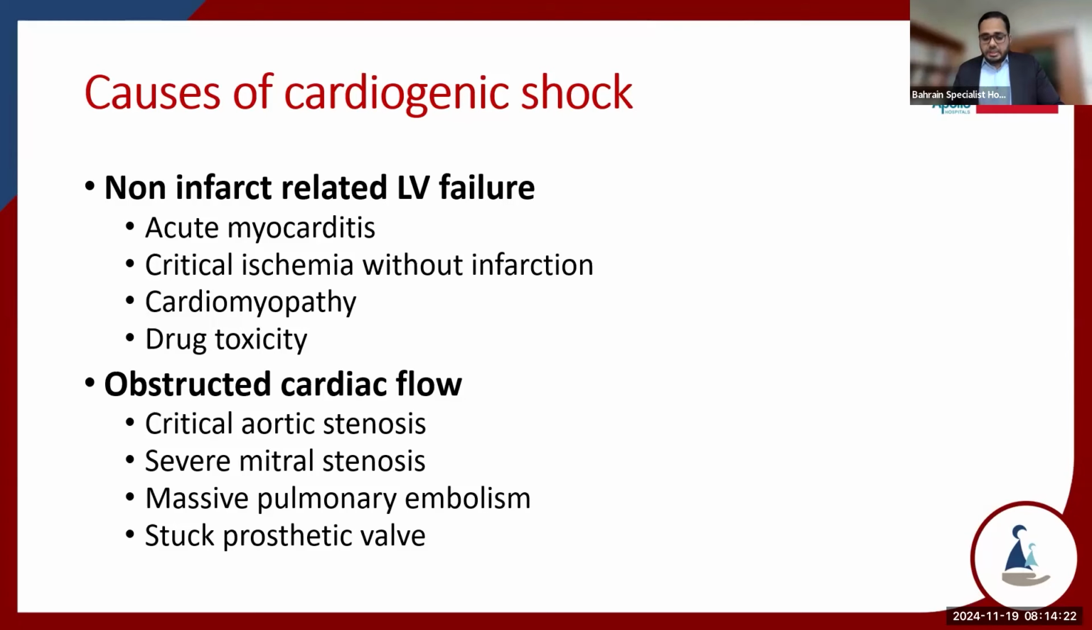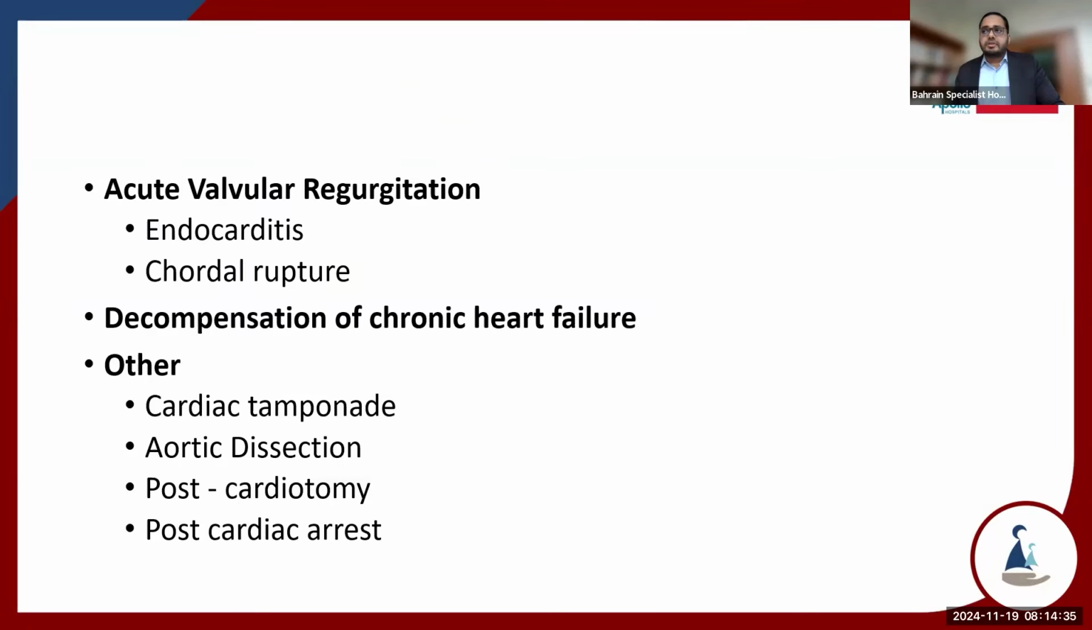Prosthetic valves, particularly the metallic prosthetic valves when the patients are on anticoagulation, if their INR is not at target range, there can be a thrombosis of the prosthetic valve, and this can cause obstruction to the cardiac flow. An acute valvular regurgitation can happen from endocarditis or from a chordal rupture due to MI. Then there can be decompensation of the chronic heart failure. Then other causes are cardiac tamponade, aortic dissection, post-cardiotomy. The patient had a bypass surgery or an aortic valve surgery, and it manifests typically as failure to wean from the pump. Then post-cardiac arrest patients. So these are the most common causes.